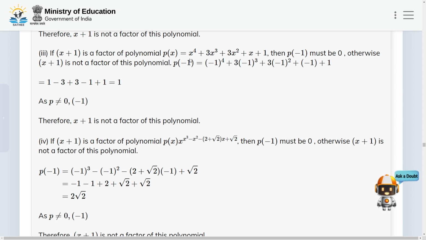Here minus 1 and plus 1 will cancel, and minus 3 and plus 3 will cancel, and this is equal to 1. So p of minus 1 is equal to 1, and p of minus 1 does not equal 0. Therefore x plus 1 is not a factor of the polynomial p of x equals x to the power 4 plus 3x to the power 3 plus 3x square plus x plus 1. Okay, so now let us check the fourth one.